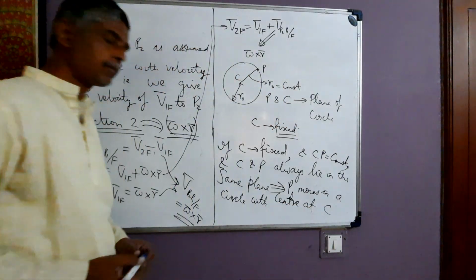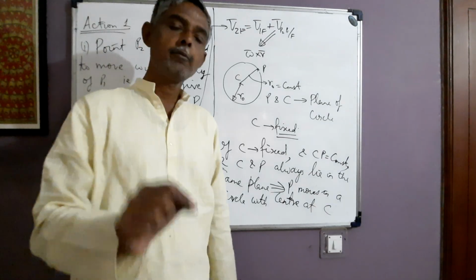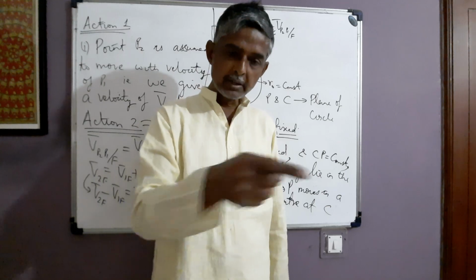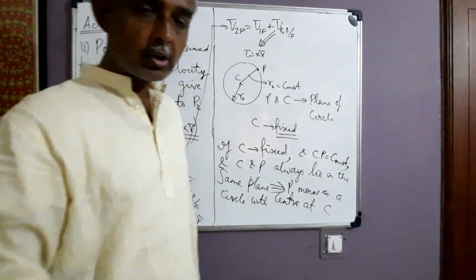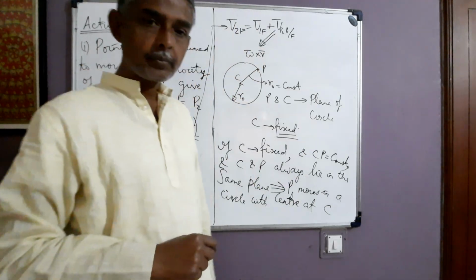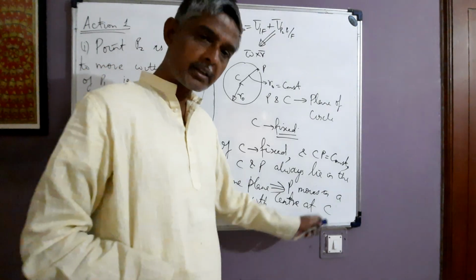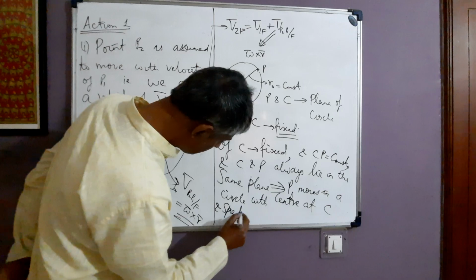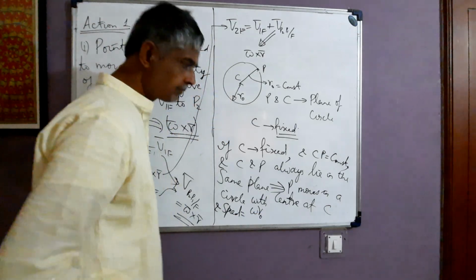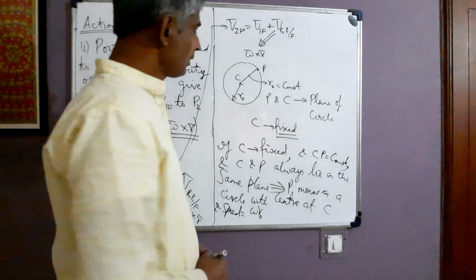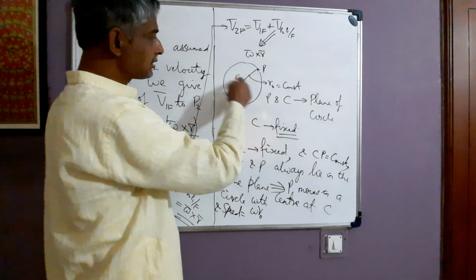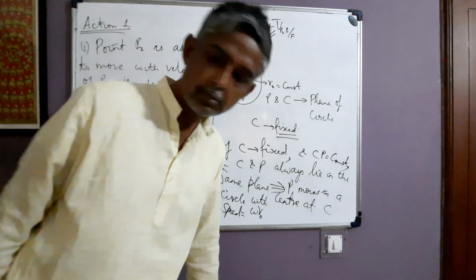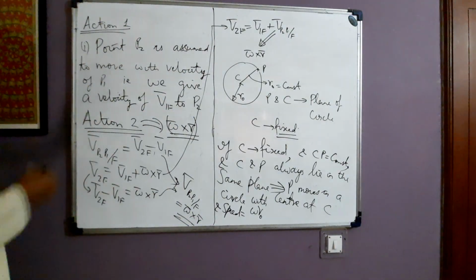Okay, so I'll repeat it. If point C is fixed, the distance between the moving point P and C is constant, and P and C are always confined to lie in the same plane, then P moves in a circle with center at C. And the speed of P due to circular motion will be omega R0. The direction of omega R0 will be tangential to the circle at P, corresponding to the sense of angular speed omega.